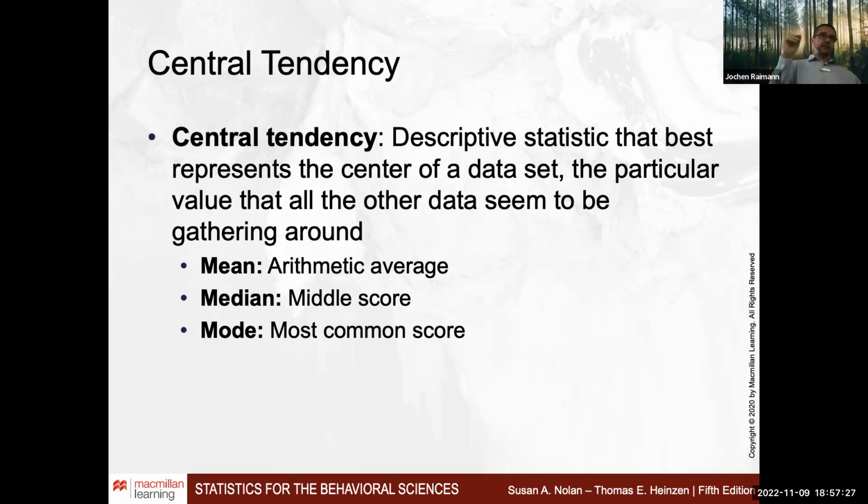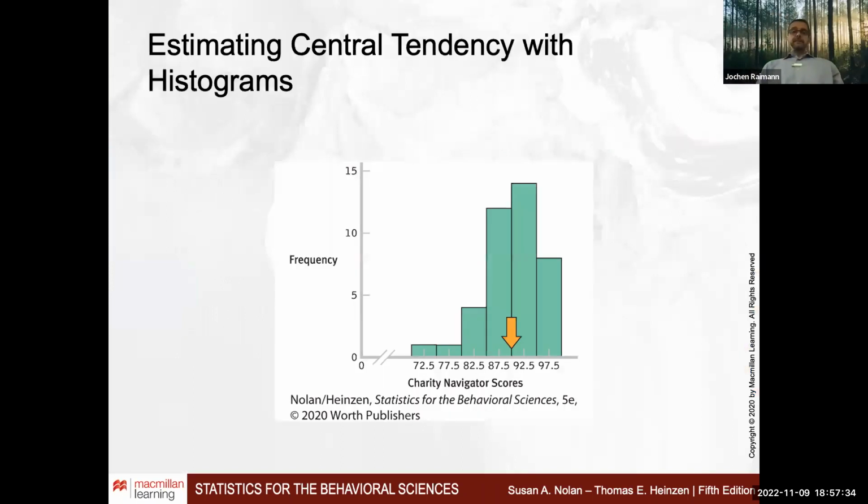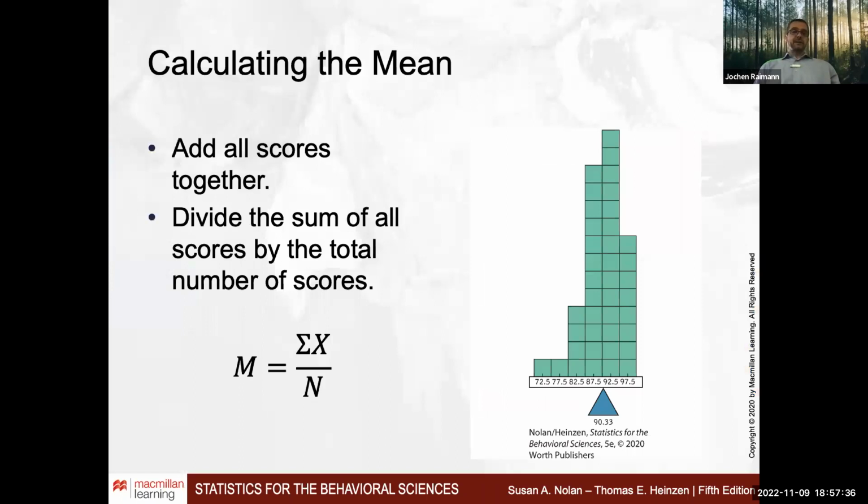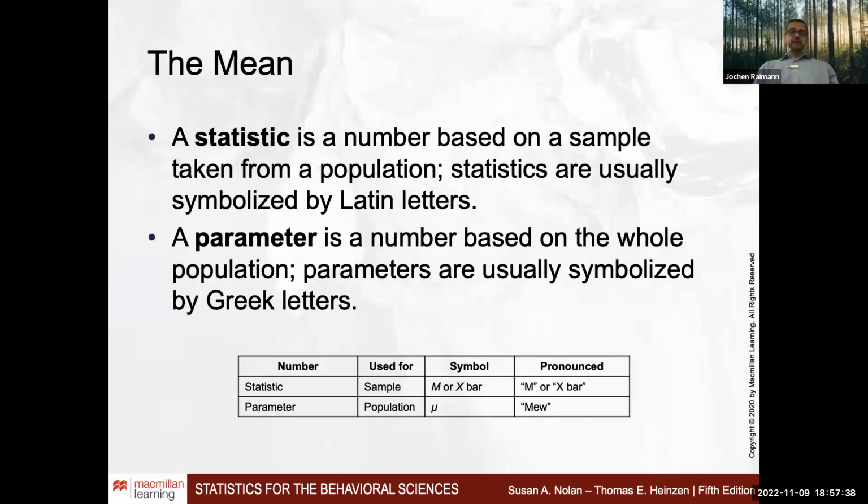So we have central tendency: mean, median, and mode. Know the difference between all three. Mean is basically the arithmetic sum divided by the sample size, and know the difference between a statistic and a parameter. That's the tricky questions on some of these. A statistic is from a sample, indicated as M or X bar, versus a population parameter, which is indicated as mu.